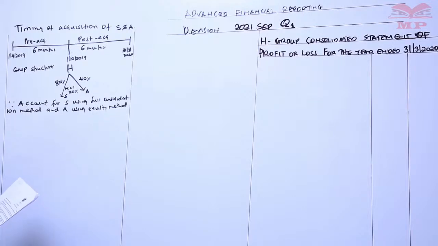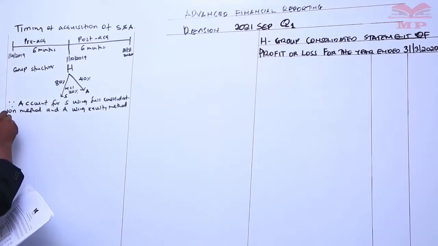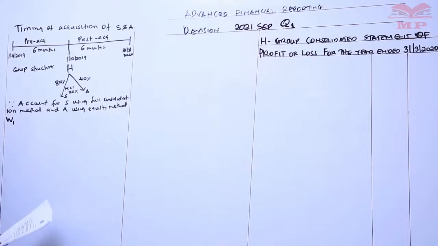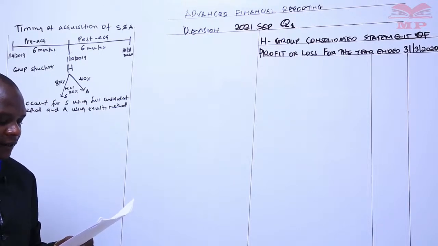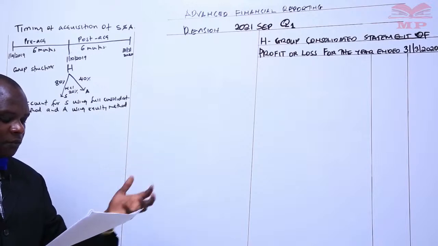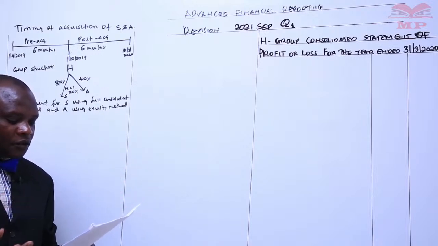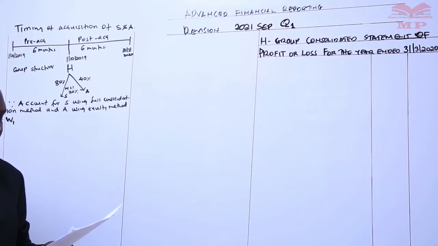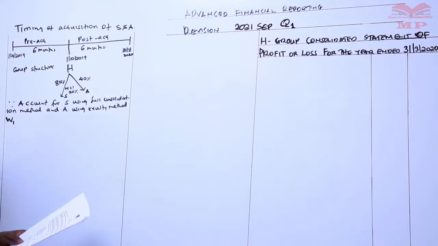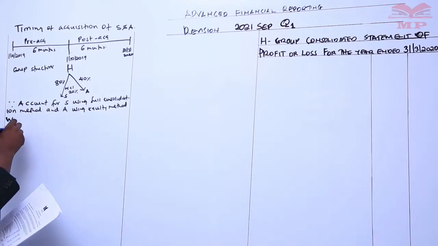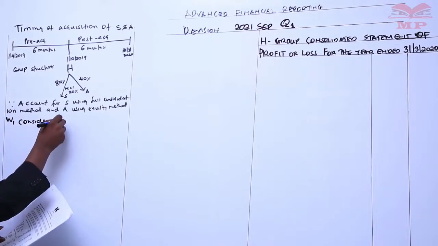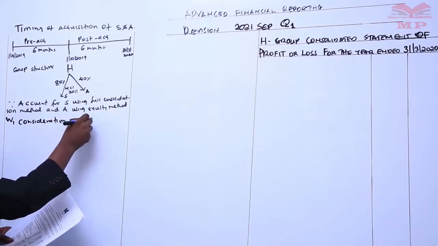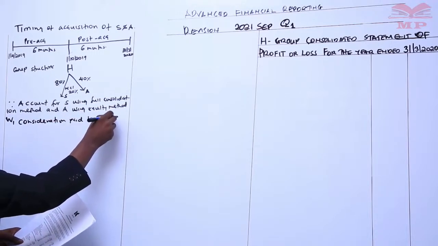The next thing that we need to talk about now is workings. So I'll talk about working one. Working one, I'm going to work on consideration paid, which is in the introductory statement. It is not provided for, and in fact, you are told that it has not been recorded. So we have to compute and then record. So can I compute consideration paid here? Consideration paid to acquire S.